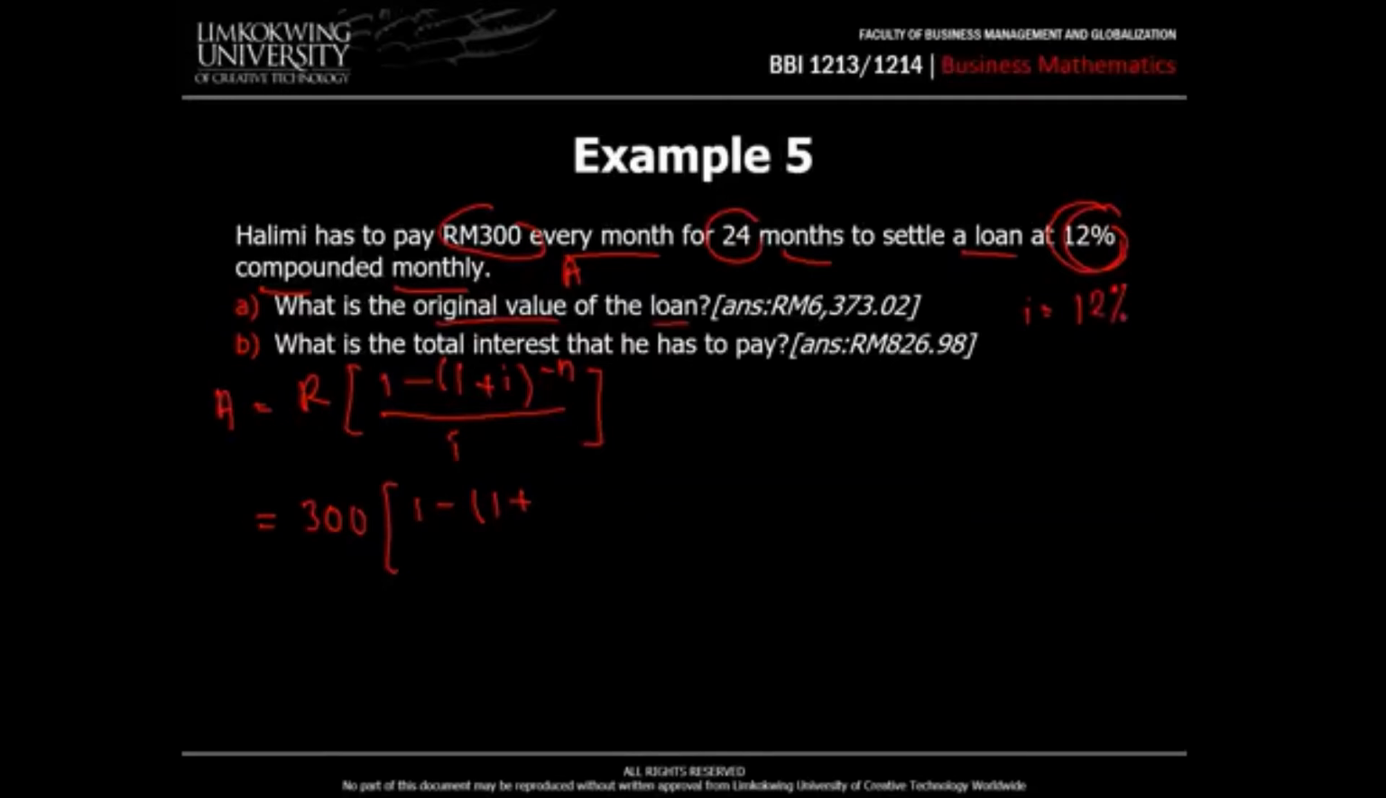12% compounded for how long? How is it compounded? Monthly. So monthly, 12 divided by 12, so it is 1%. So here 1% for how long? 24. So negative 24, divided by 1%. Then you press the calculator. Do you get this answer? 6373.02.